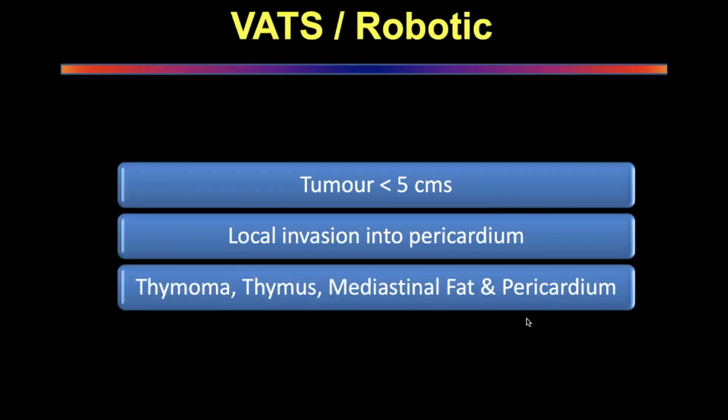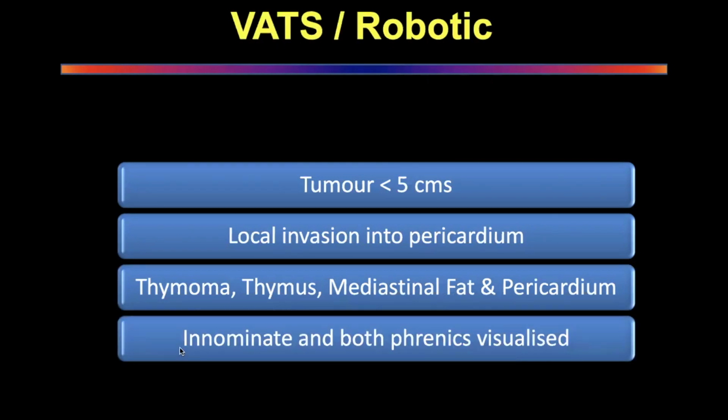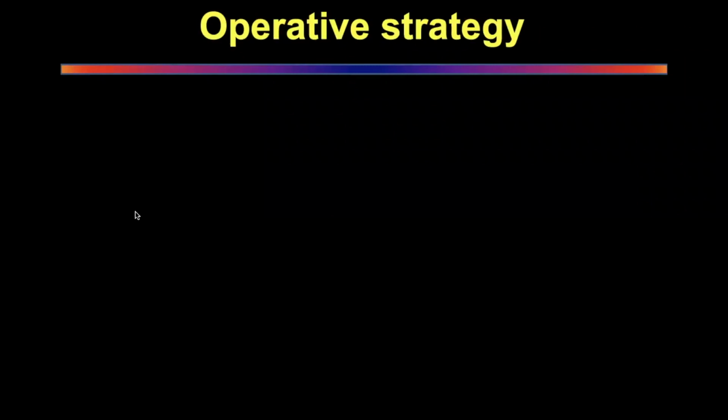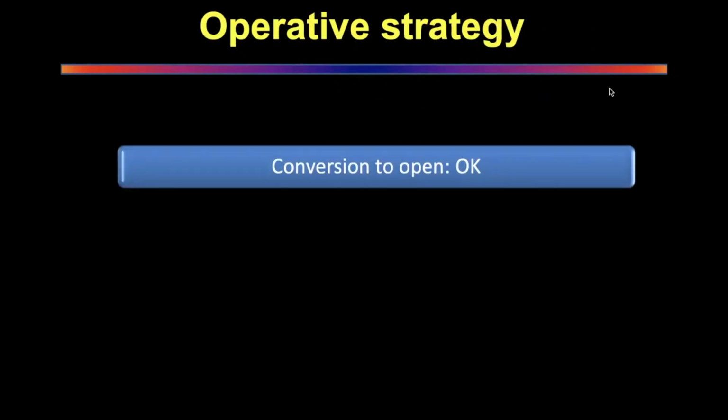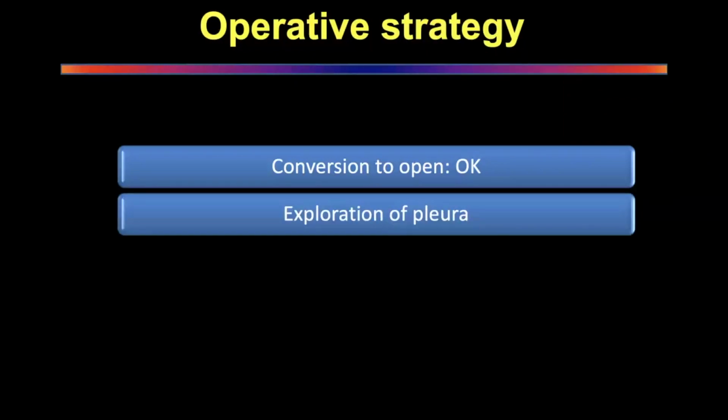I always prefer to do a thymectomy rather than just a thymomectomy. And I personally visualize both phrenic nerves and the innominate vein and clear it out from all of them. Okay. The most important thing to remember is conversion to open is okay. It is very, very important. I want people to understand this, that this is not about doing it by VATS. It's about doing what is right for that patient. Okay, that's the most important thing.